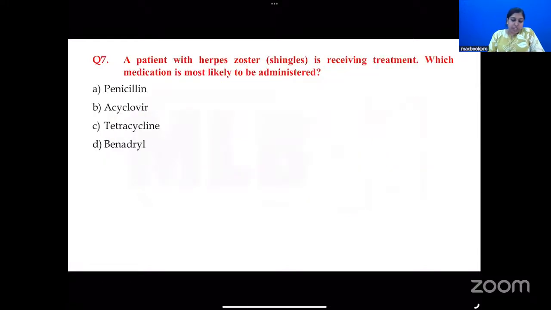Next question. A patient with herpes zoster, shingles, is receiving treatment. Which medication is most likely to be administered? Now tell me, what is the drug of choice in this case?